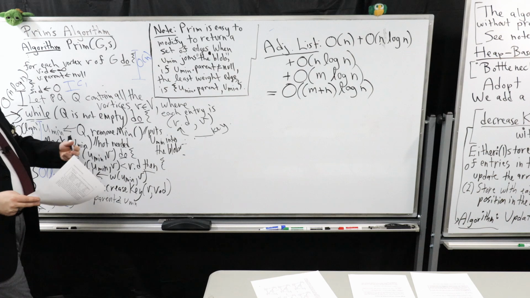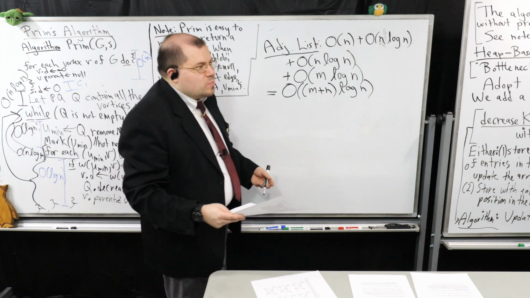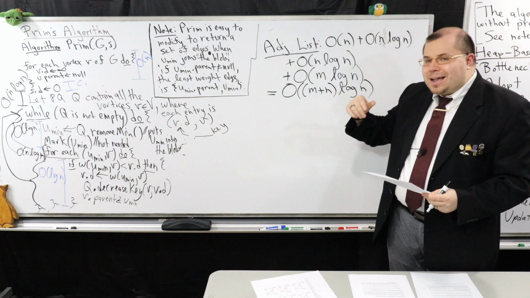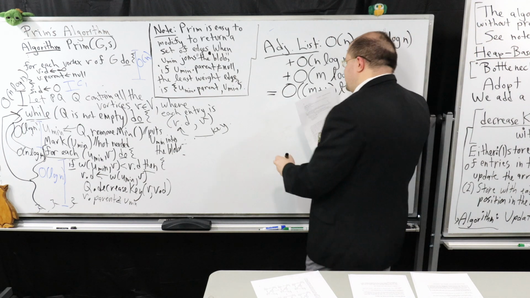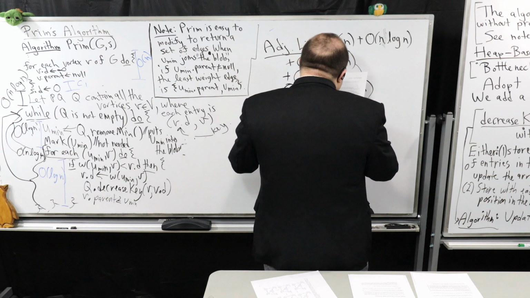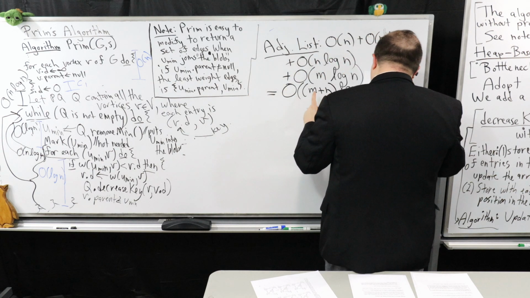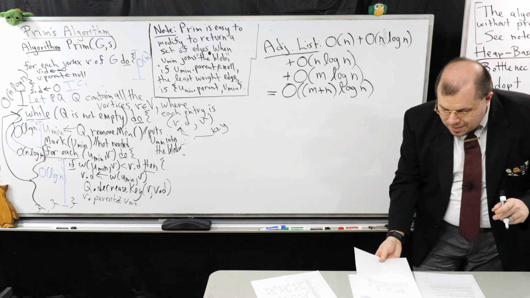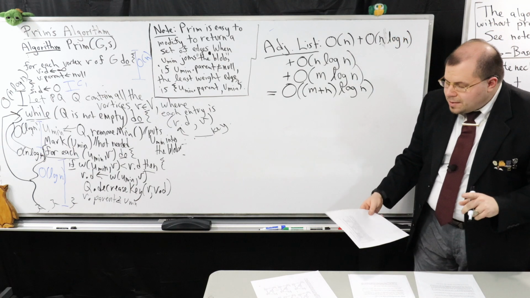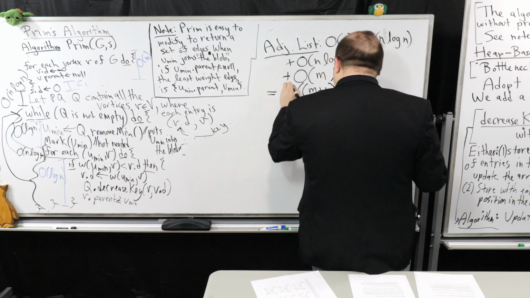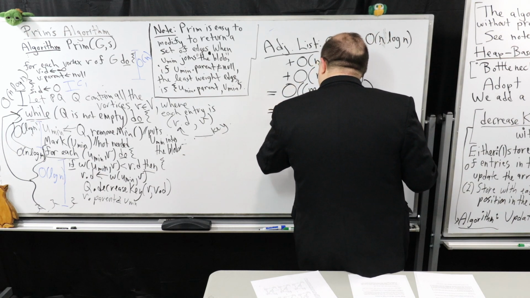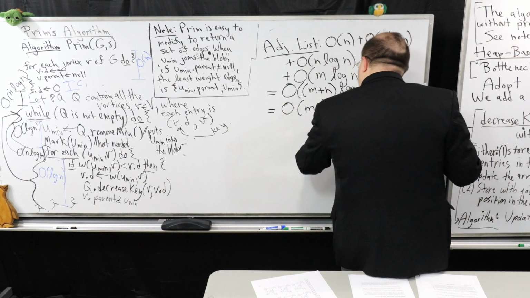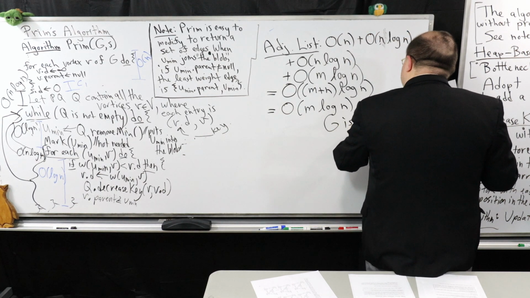But remember, the graph is connected. So if the graph is connected, I could actually simplify this down. So let's talk about that. So let's see here. So this is big O of m log n as G is connected.